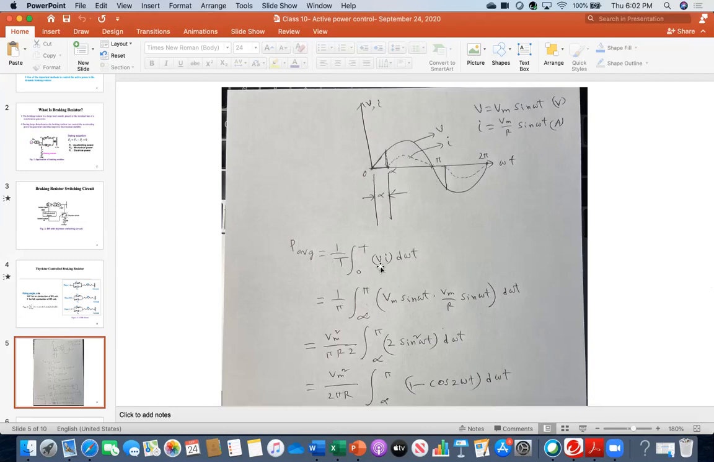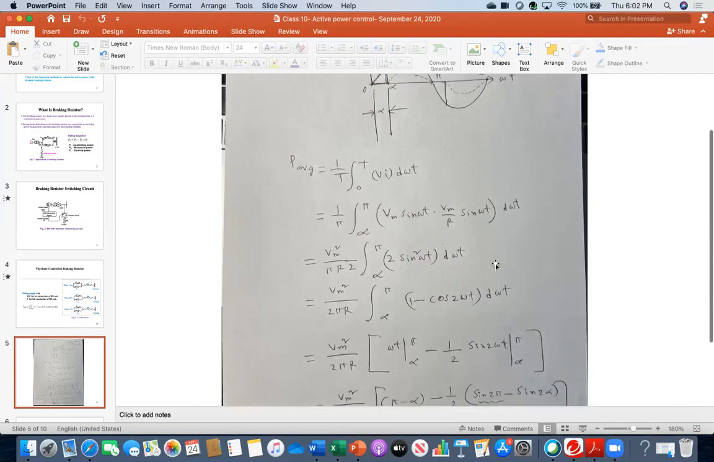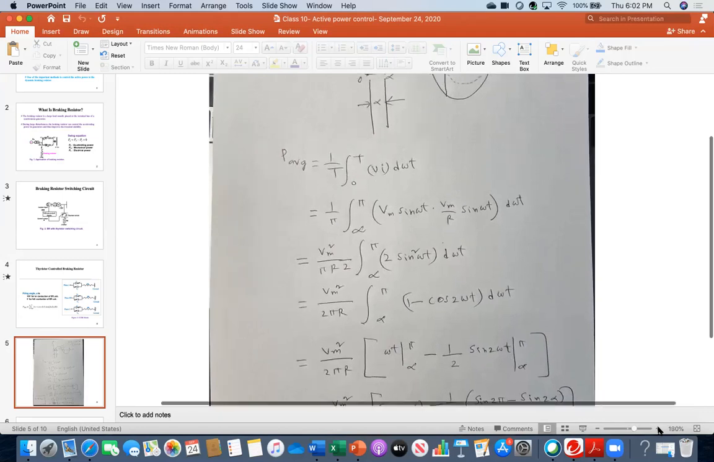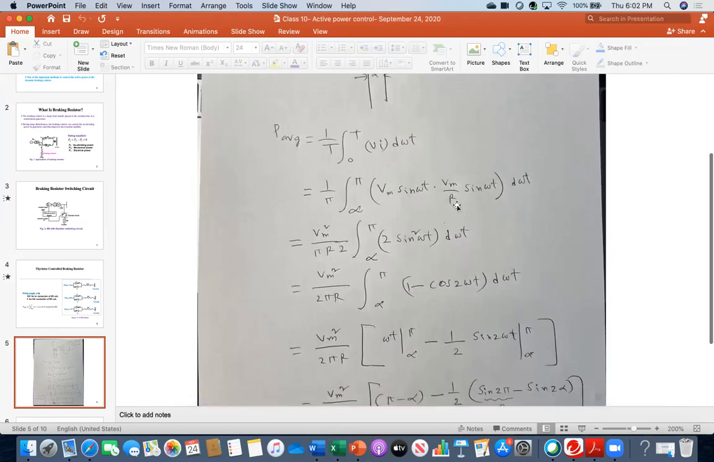And then I substituted the V and I values I originally defined here. Everybody see what is happening? Just look at the calculation: 1 over pi, Vm multiplied by Vm squared, R goes in the denominator, and then you will be getting sine square omega t, right? But then you cannot integrate sine square omega t directly. So what I did, I multiplied by 2 and also divided by 2. So the 2s cancel, it is the same.